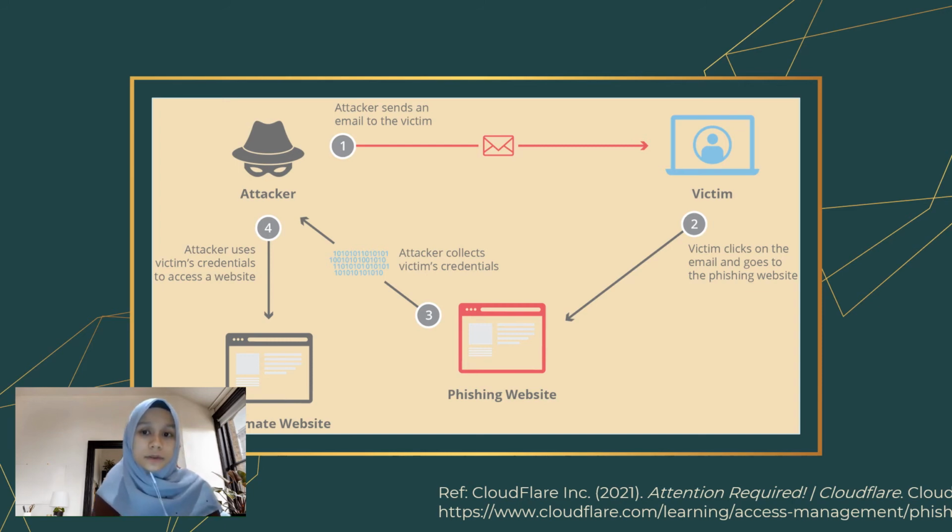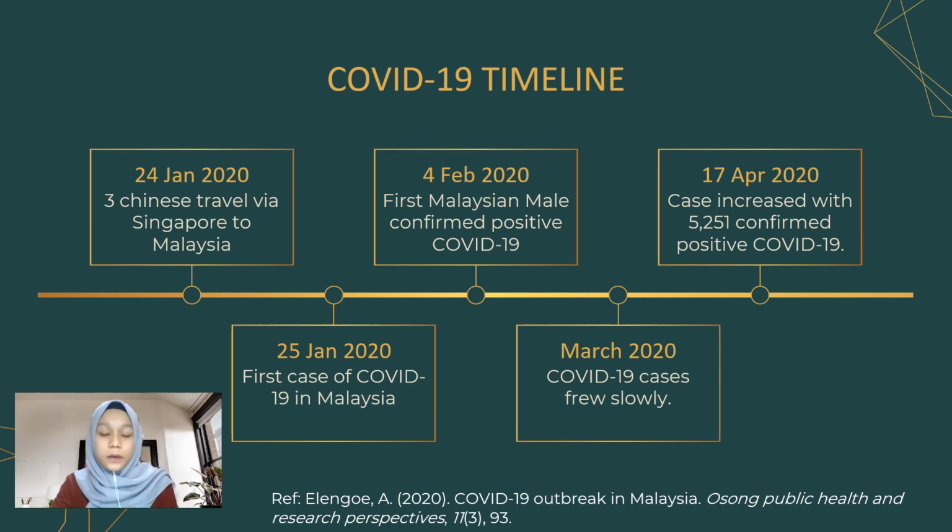This is the COVID-19 outbreak timeline for extra knowledge. Before going through other information about phishing, generally COVID-19 in Malaysia began with three Chinese persons who travelled to Malaysia through Singapore in January. Therefore, the actual first case in Malaysia involved a Chinese person. Only in February was the first Malaysian male tested positive. Unknowingly, one case led to another, resulting in 1,000 cases in April 2020.